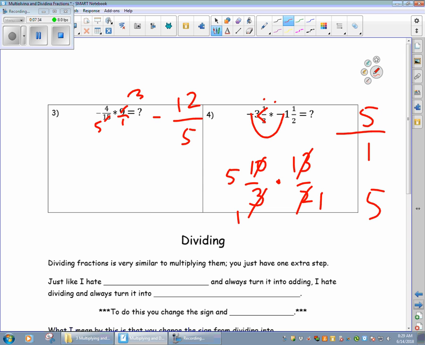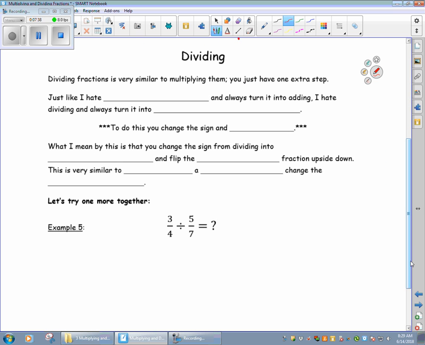All right. Last thing we're going to talk about is dividing. This one really is not that bad. Dividing fractions is really similar to multiplying them. You just have to do one extra step. Just like I hate subtracting, and I always turn it into adding, I hate dividing, and I always turn it into multiplying. To do this, we change the sign and flip.